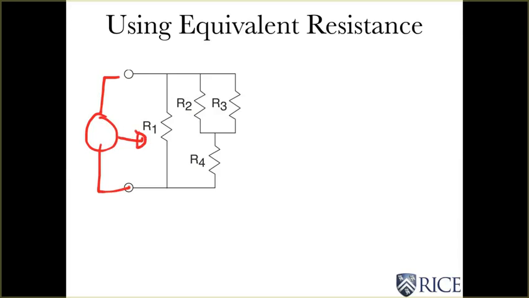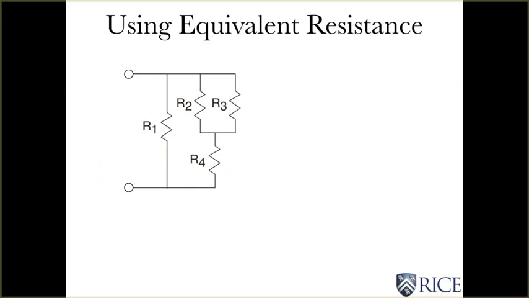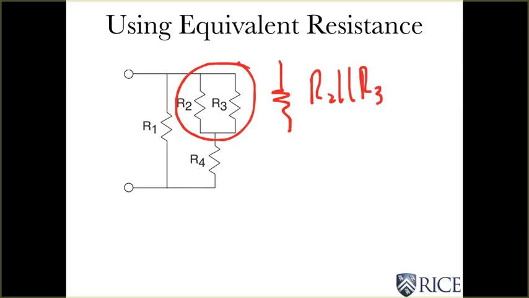Well, we have to figure out the structure first. It's clear that R1 is in parallel with all of this. Well, what's all of this? I see R2 in parallel with R3 up there, and then that's in series with R4. And that's going to allow us to figure out what the equivalent resistance is. So let's start with the parallel combination here. That looks like a single resistor whose value is R2 parallel R3.